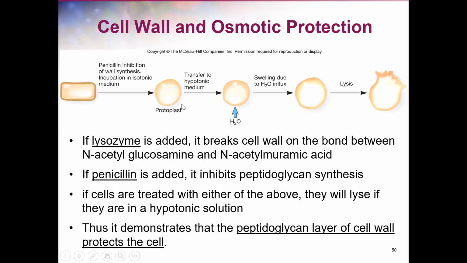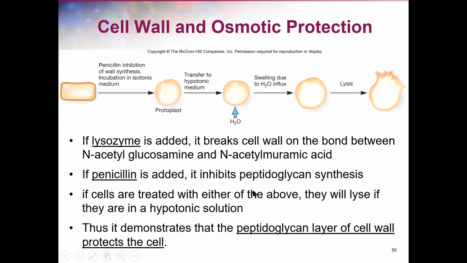Then we can put them in a solution to see what will happen. This really happens with lysozyme, or if you put in antibiotics like penicillins, they can cause the inhibition of cell wall synthesis. So that's why peptidoglycan is so important, because it is the target for a lot of antibiotic drugs.